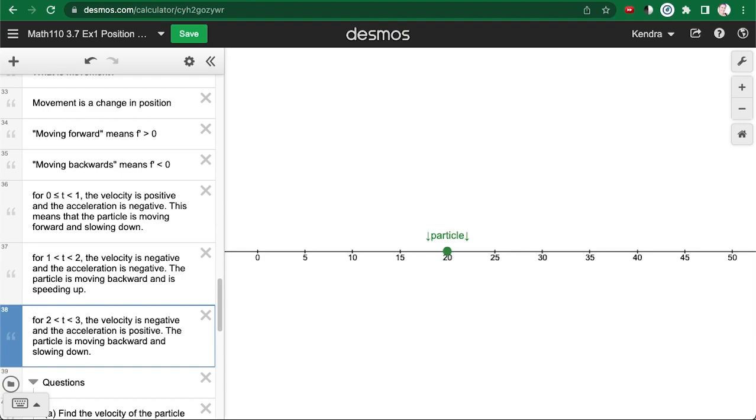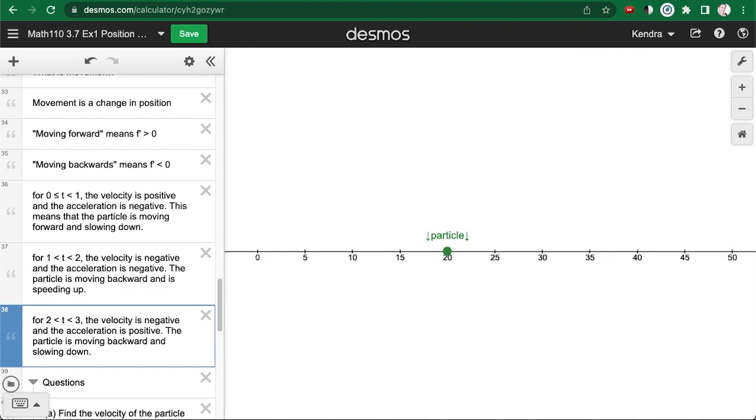Okay, so thinking about whether the particle is speeding up or slowing down, we're really thinking about what is the absolute value of the velocity. Is the velocity getting closer to 0 or farther away from 0? If it's getting closer to 0, then it is slowing down. And if it is getting farther away from 0, then it is speeding up.